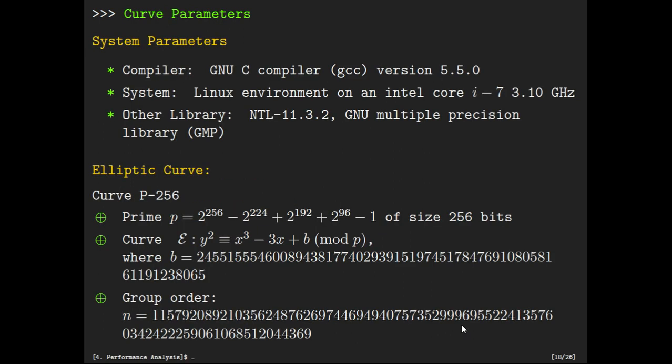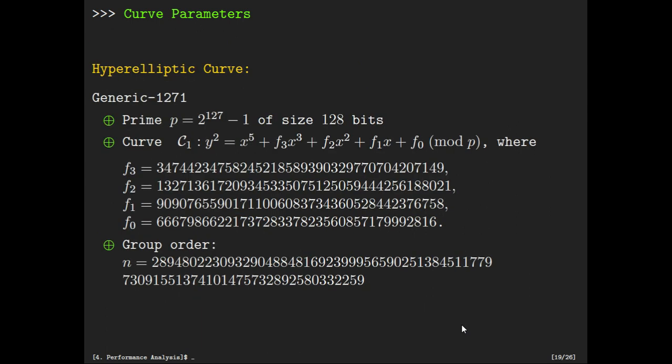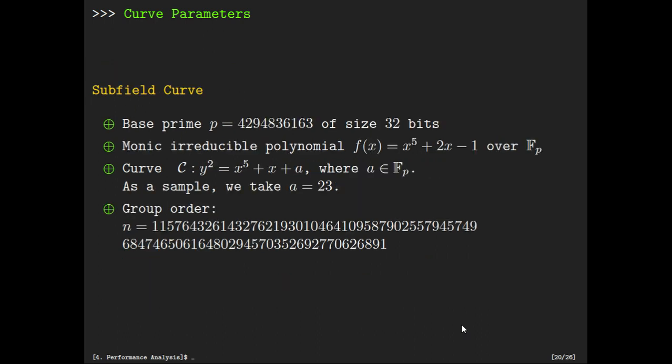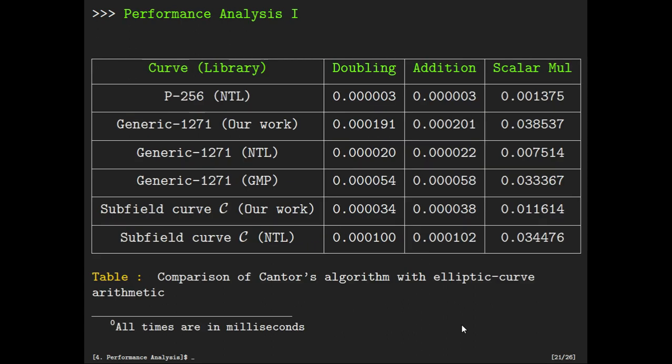Now the performance analysis for our curve. This is our system parameter. We use NTL and GMP library. For comparison purposes, we use elliptic curve P256 and the generic 1271 hyperelliptic curve. This is our subfield curve, and this is table 1.